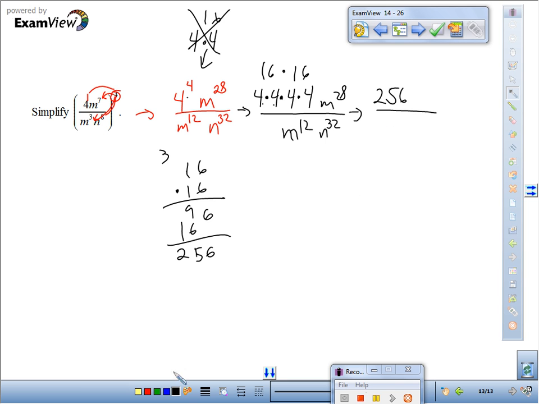Okay, let's see. M has the same base as this one. So what happens to the exponents? Subtract. What is 28 minus 12? So this is M to the 16. Now check this out. Where's the N located? In the denominator. Well, guess what? It stays in the denominator. N to the 32nd. And we're done. Right. Yep.